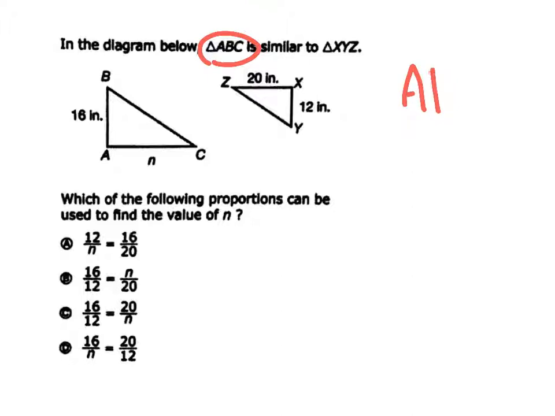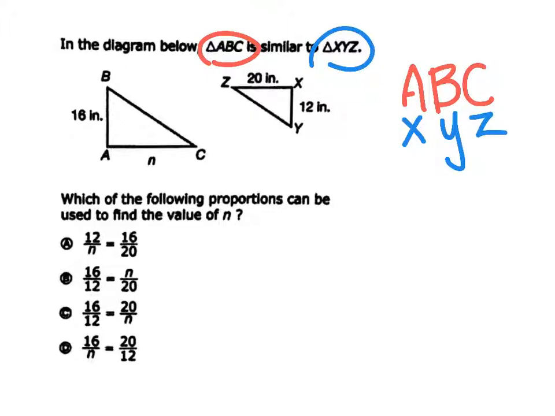ABC, writing them over to the side, and I'm going to say it corresponds with XYZ. I'm going to put that underneath. Lining these up, guys, is so helpful because you know immediately which ones go together. So when I look at it now, I know that A goes with X, I know that B goes with Y, and I know that C goes with Z.